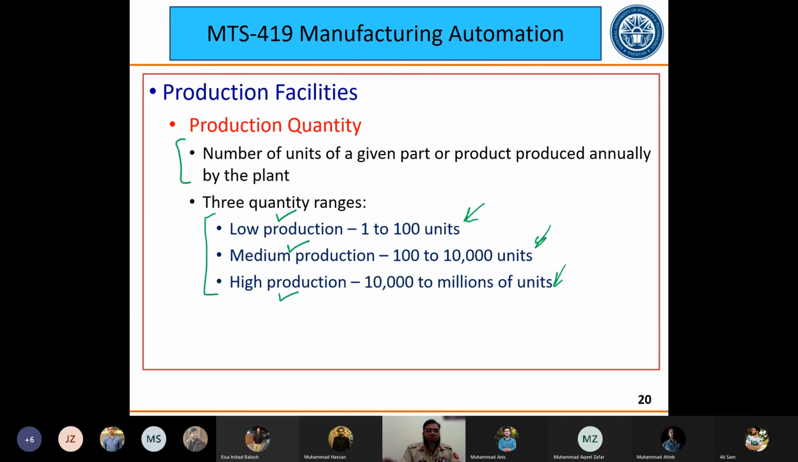So let us now look at this. Let us see the production quantity. If we take the production quantity into account, the low production units are termed 1 to 100. If you are making 1 to 100 units, that would be a low production facility or a low production factory. The medium production would be from 100 to 10,000 units, and a high production would be from 10,000 to millions of units.